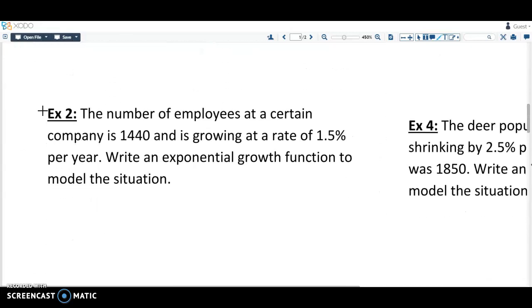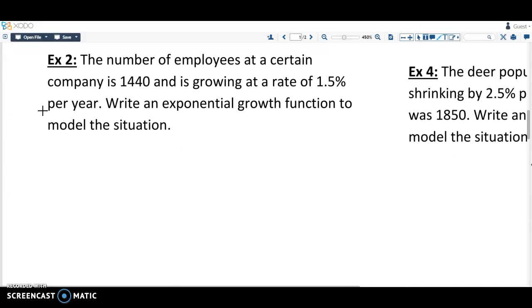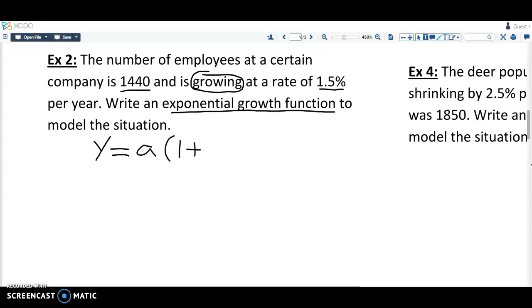So that was example 1. Let's try example 2. The number of employees at a certain company is 1,440 and is growing at a rate of 1.5% per year. Write an exponential growth function to model the situation. So now I'm going to use my formula again. Y equals A times 1 plus R to the power of T.